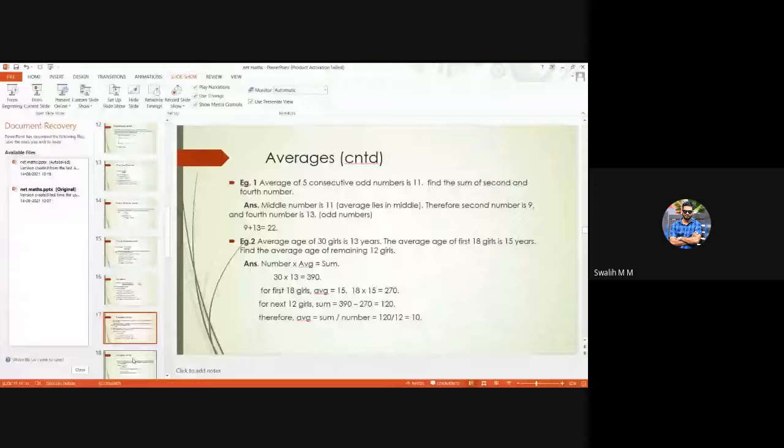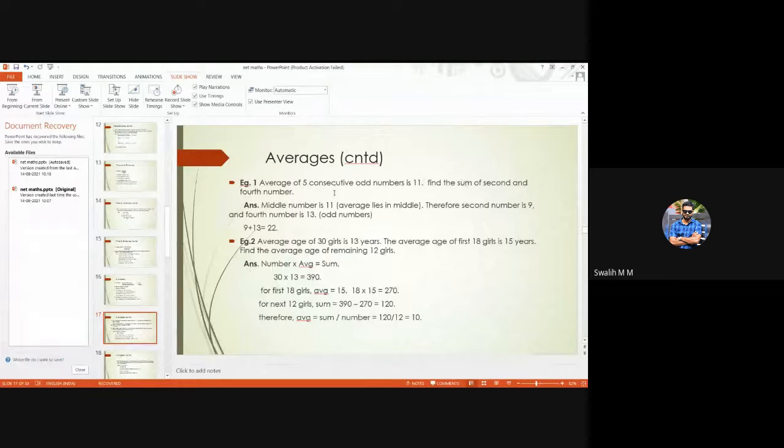Now, some questions. First, the average of 5 consecutive odd numbers is 11. It is not given as the first 5 consecutive odd numbers, just 5 consecutive odd numbers. Find the sum of the second and fourth number. Now here, another thing about averages is, if the numbers are evenly spaced, the average would lie in the middle number. So there are 5 numbers, so the third number would be the average, and the average is given as 11, so the third number is 11.